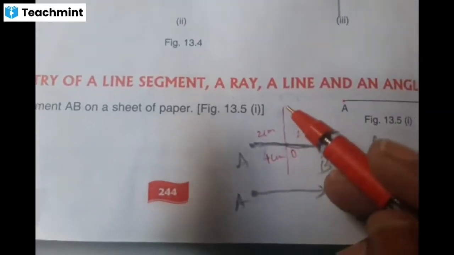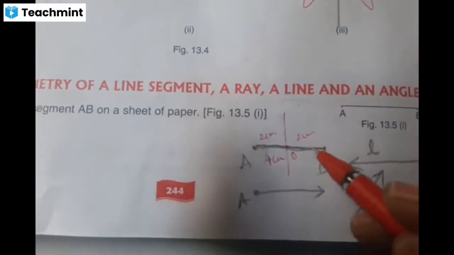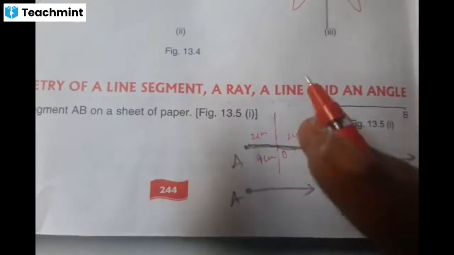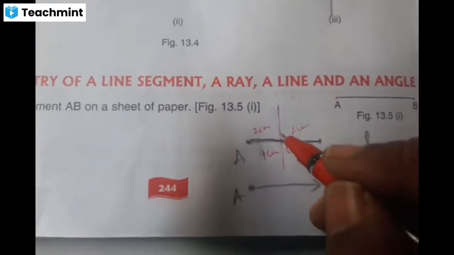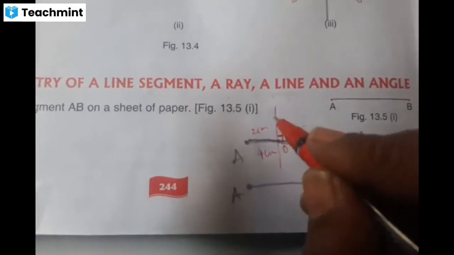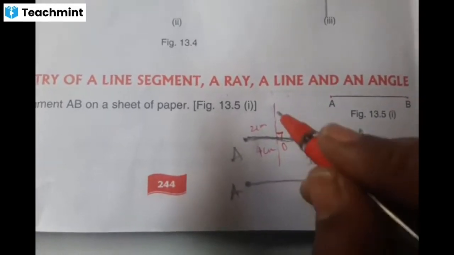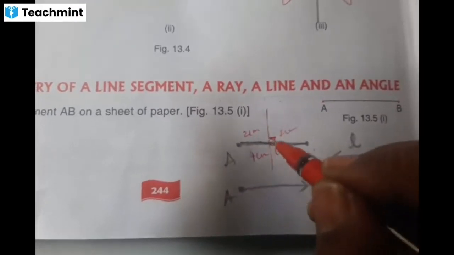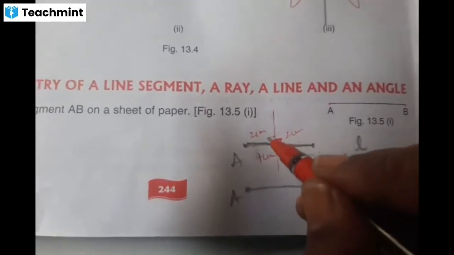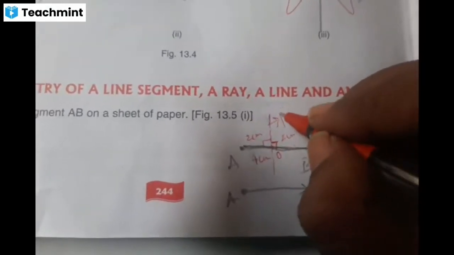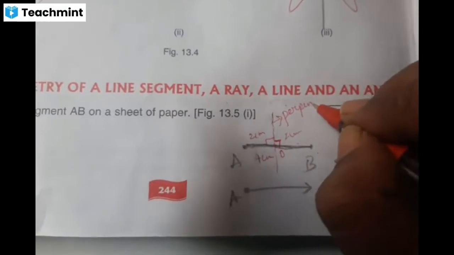So when we draw the line of symmetry to a line segment, it divides the line segment into two equal halves. Then we get an angle here. It will be exactly perpendicular, children. This line of symmetry is perpendicular to the given line segment, so we call it the perpendicular bisector.